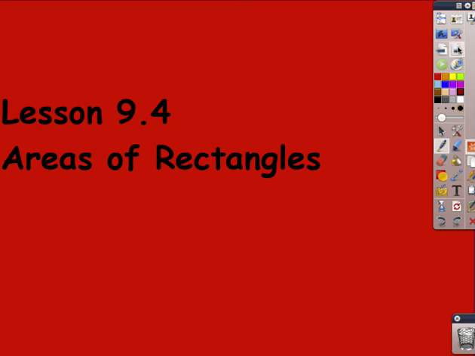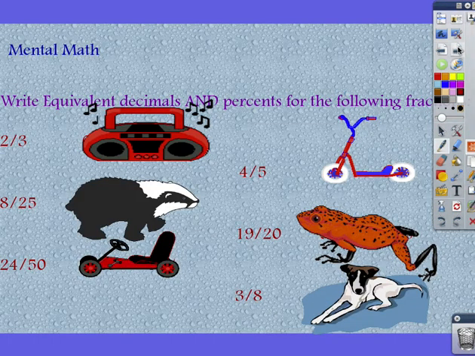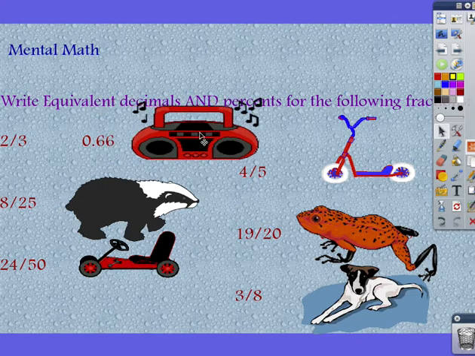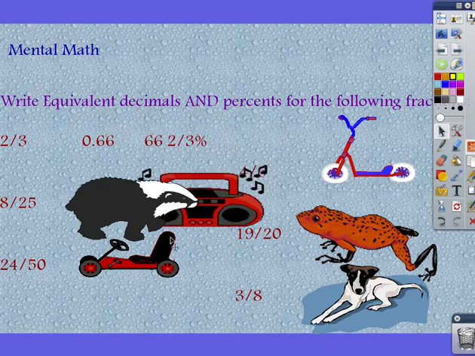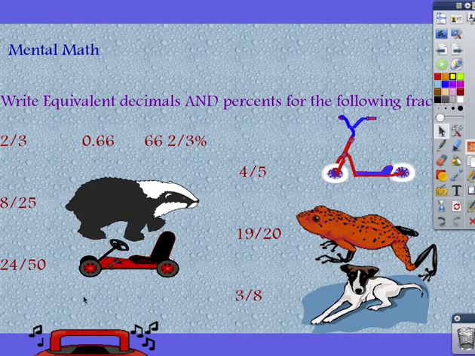Rectangles. Getting our brains warmed up, writing equivalent decimals and percents for the following numbers. 2/3 is one of those that you just kind of need to know. It is 0.666 and 66 and 2/3%.